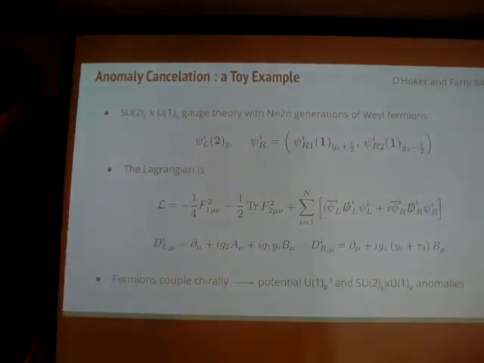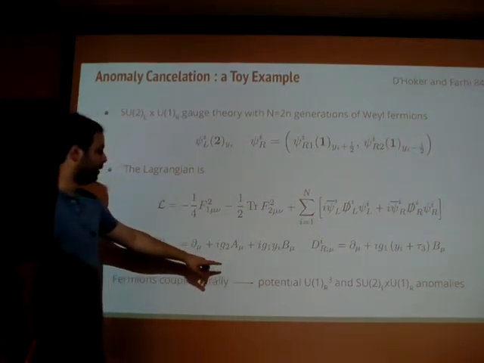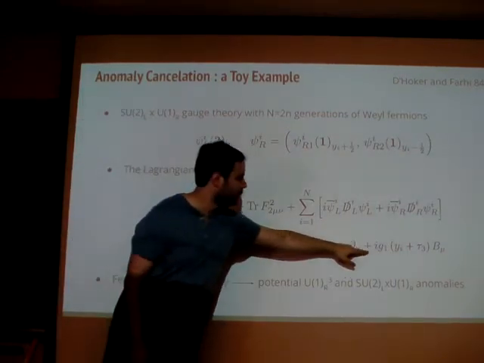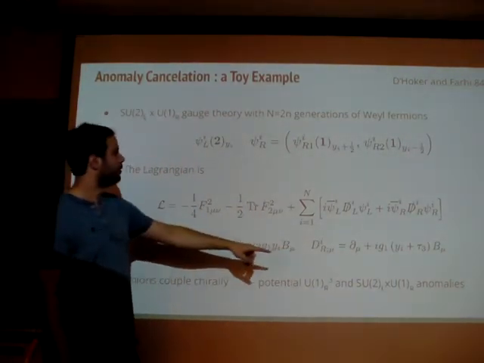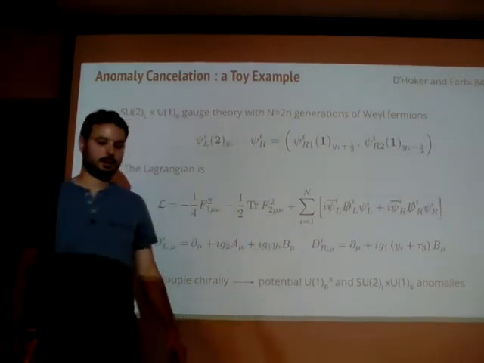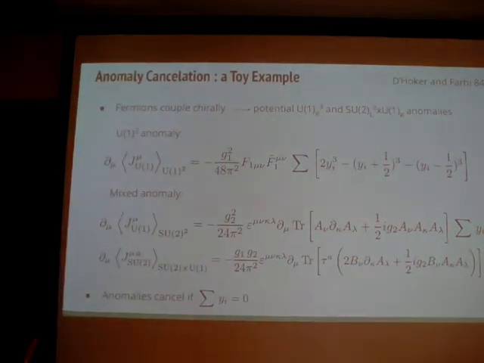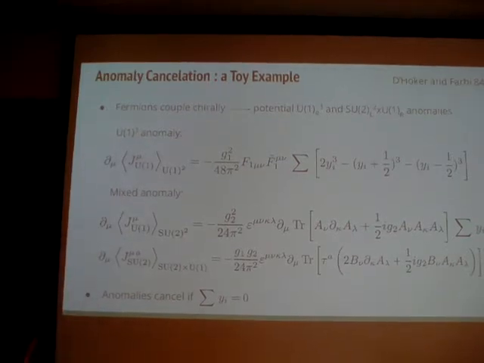The Lagrangian is just the field strength squared for SU(2) and U(1), and the usual minimal coupling to the gauge fields. You can see that here there's a coupling to SU(2) acting on the left because it's a doublet, but here there's no A for the SU(2) because these are singlets of SU(2). The fermions couple chirally, so potentially you have a U(1) cubed and an SU(2) squared cross U(1) mixed anomaly.